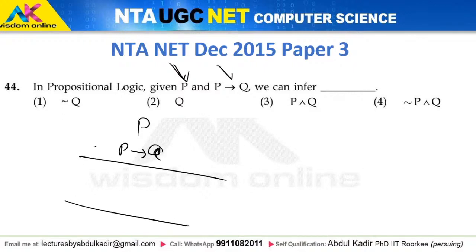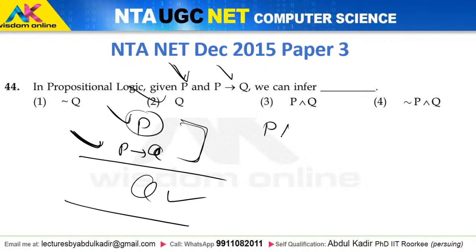See, this hypothesis is saying that if P is true, then Q is true, and this hypothesis is saying that P is true. Now you combine these two hypotheses. If you combine them, what you will get is that Q is true. Are you getting my point? So the answer will be Q. But you can solve this question using our method also. What is the method?